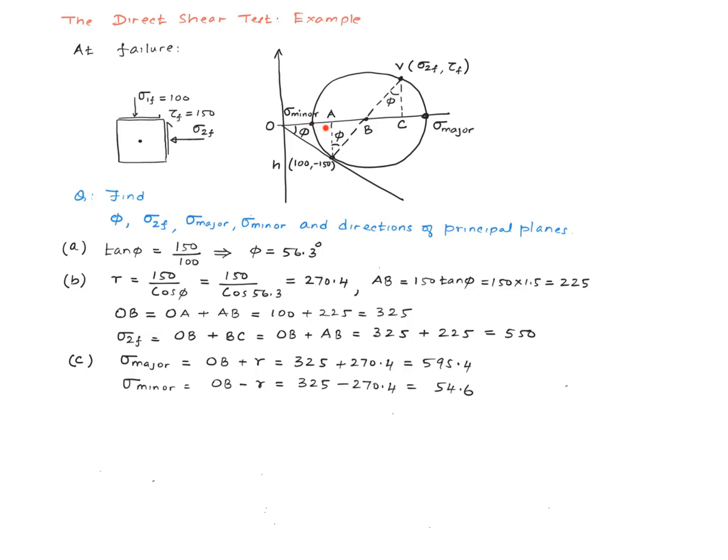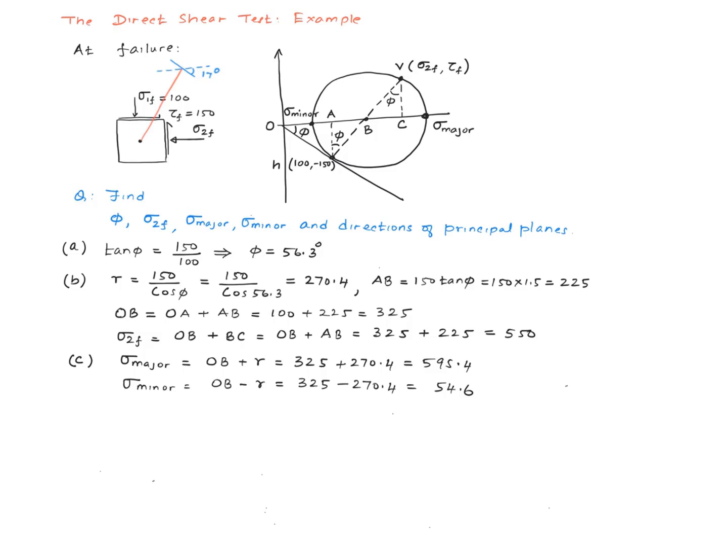We take the distance to the center and add the radius to it in order to find sigma major, and that is calculated to be 595.4. And then we take the distance to the center, subtract the radius in order to get sigma minor. So that works out to be 54.6.